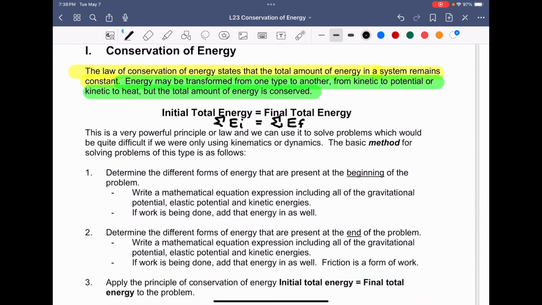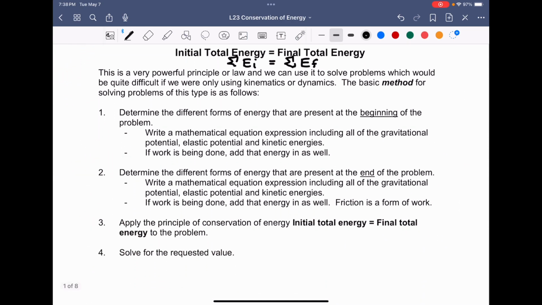Now, to solve, we're going to use the basic method, which is a four-step method that involves how we can set these things up to be successful: how can we identify the energies, how can we organize them, and then how can we make the proper substitutions.